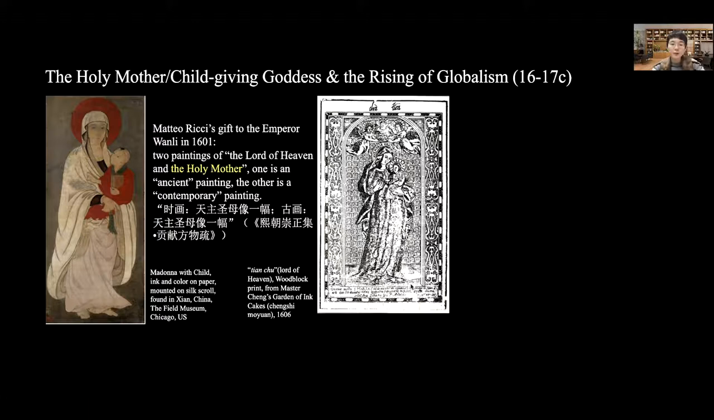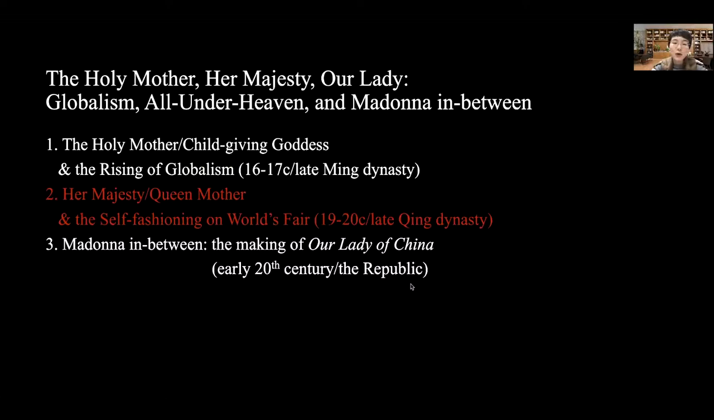Well, to sum up, as to the social and religious contexts, the first version of Madonna in China was created in the first phase of the rising of Eurocentered globalism, when the Western missionaries actively traveled on the Eurasia Road to seek cooperation with the strong Mongol Yuan power to resist the rising Islamic world in the 13th and 14th century.